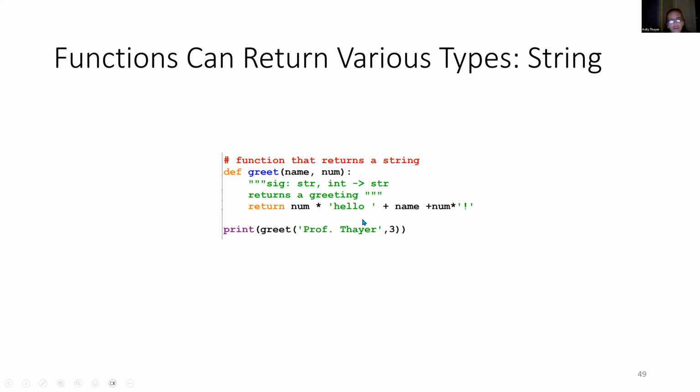Now notice that when it returns this, it's going to concatenate all of these things into just a single string. And so our signature is indicating that a string and an integer are the input and that it returns a string right here. So functions can return various types, and here's an example of a string.